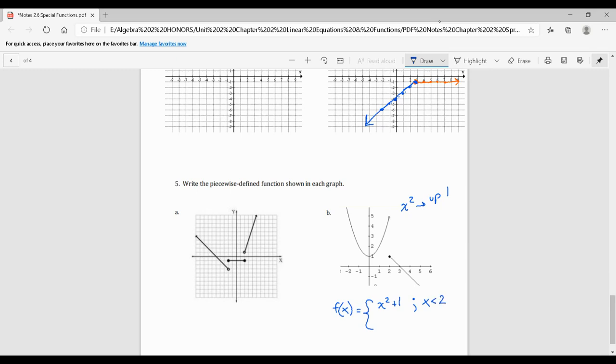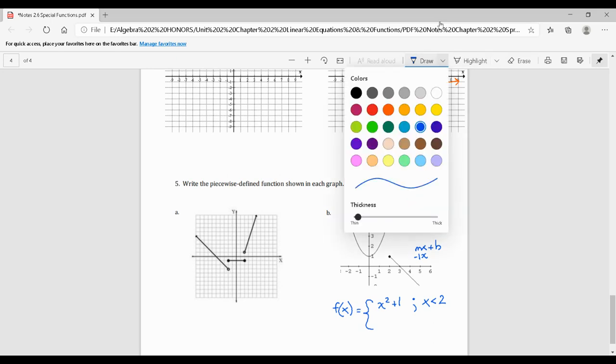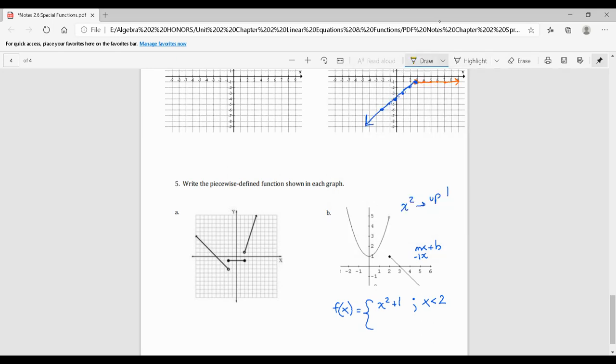Our second piece is a line, right? So that line we want as mx plus b. Well, let's see. Can we figure out the slope? What's happening here? Down 1 over 1, down 1 over 1. So my slope is negative 1. How about the b value? Well, the b value is not plotted, but I could continue this graph and check it out.